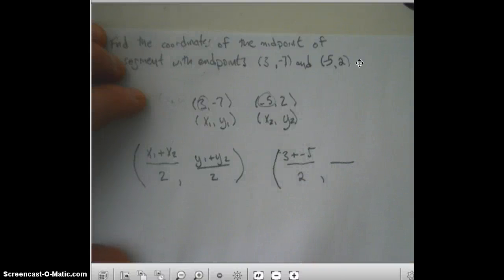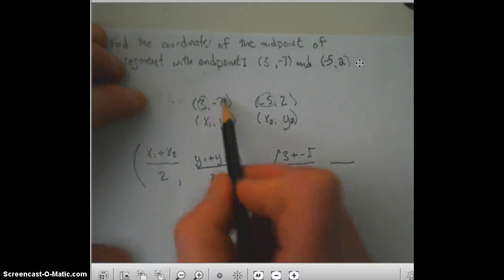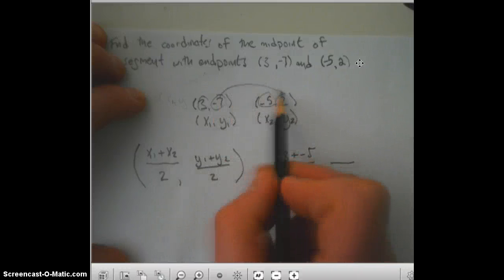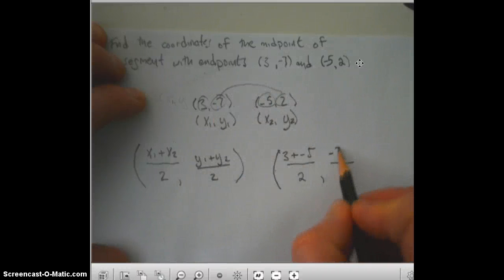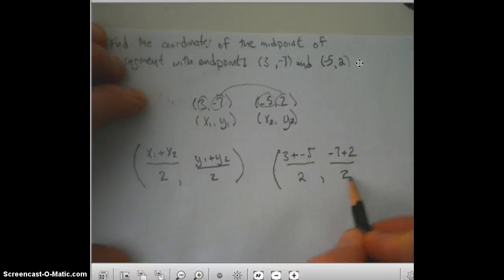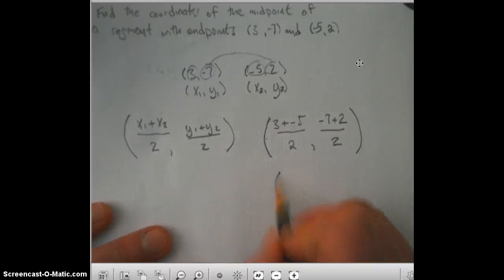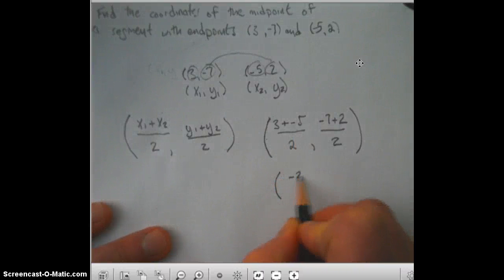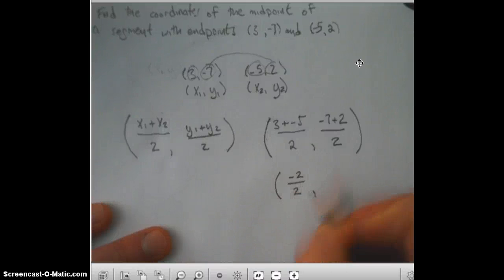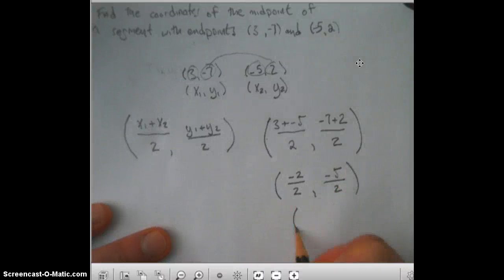The next thing that you're going to do is take the average of the y's. So let's add those guys together: -7 plus 2 and divide by 2. So let's simplify a little bit. If we have 3 plus -5, that's going to get us -2 over 2. -7 plus 2 should be -5 over 2. And we're going to simplify even more.